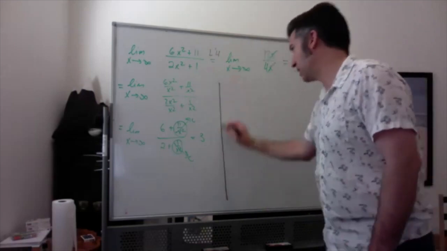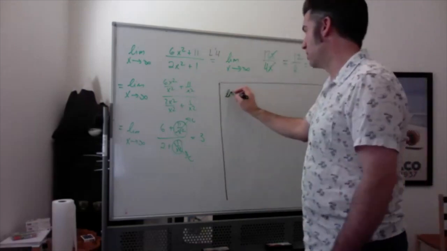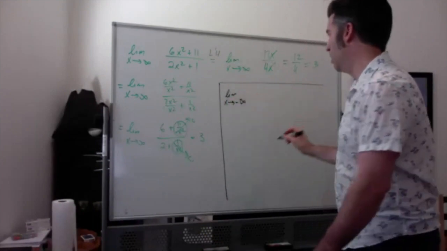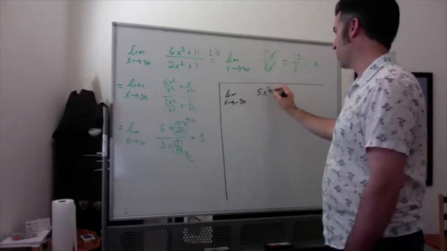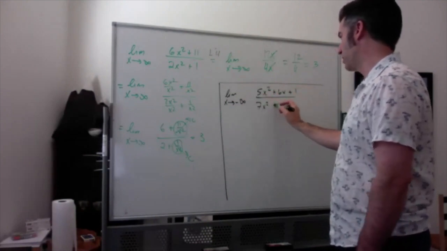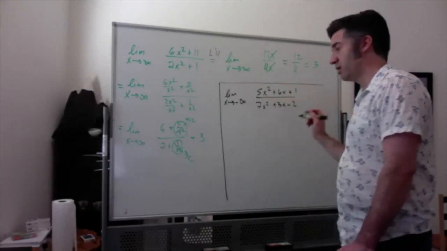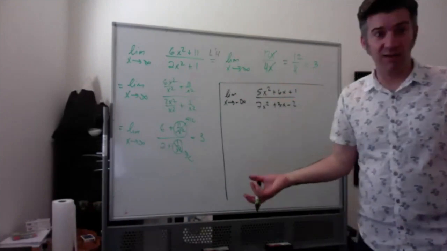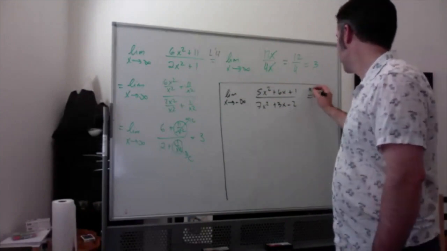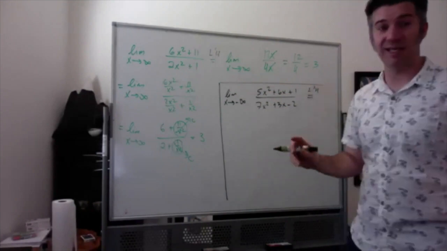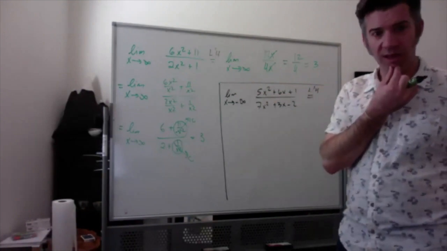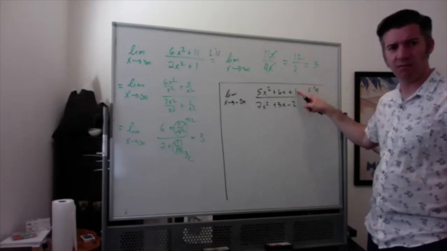If I wanted to find, say, the limit as x goes to negative infinity of 5x squared plus 6x plus 1 over 7x squared plus 3x minus 2. While we know the answer is 5/7, we could also show it using L'Hopital's rule. And again, I can do that because I have an infinity over infinity. Oh, do I have an infinity over infinity? Is the top going to infinity?